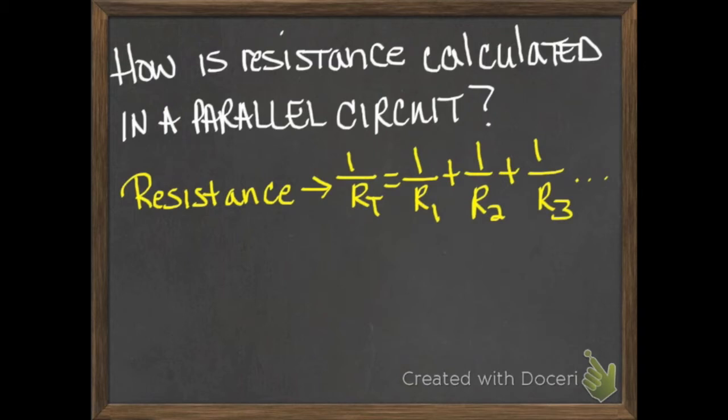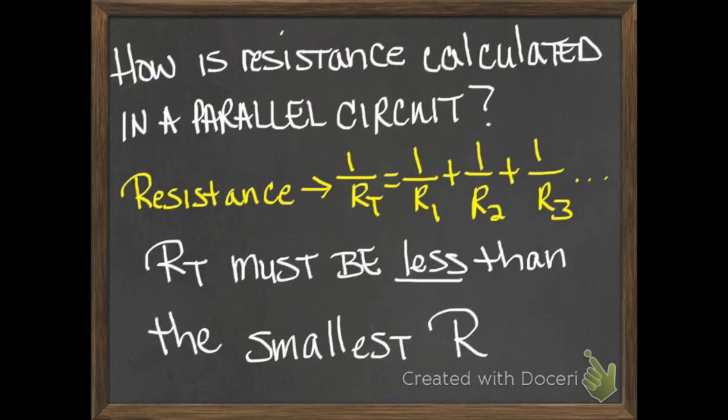Therefore, you come to the realization that RT must be less than the smallest R. So let's move forward.